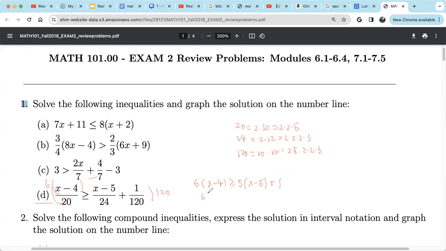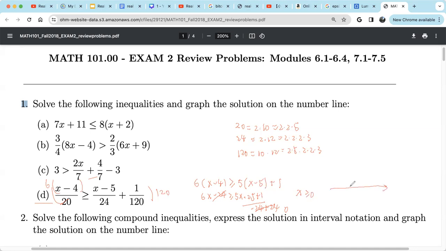Now we distribute. So we have 6x minus 24 greater than or equal to 5x. 5 times negative 5, negative 25, then plus 1. Well, negative 25 plus 1, negative 24. Then we have negative 24 on the right-hand side, negative 24 on the left-hand side, they cancel each other, right? Because if we move negative 24 to the other side, that becomes plus 24, or negative plus, that becomes 0. So we have 6x minus 5x, right? Which is x. But then x greater than or equal to 0.